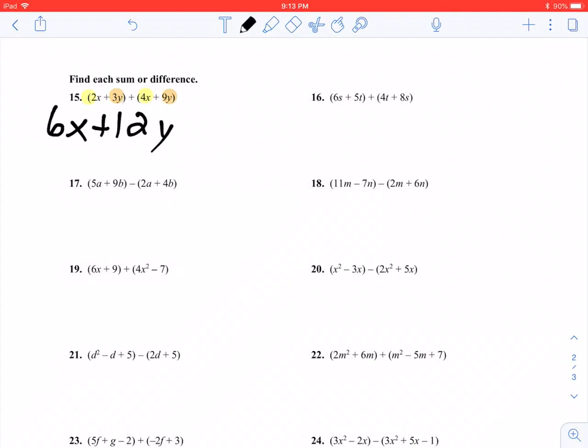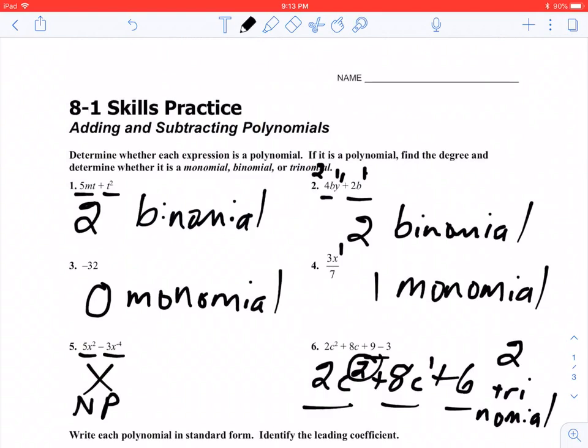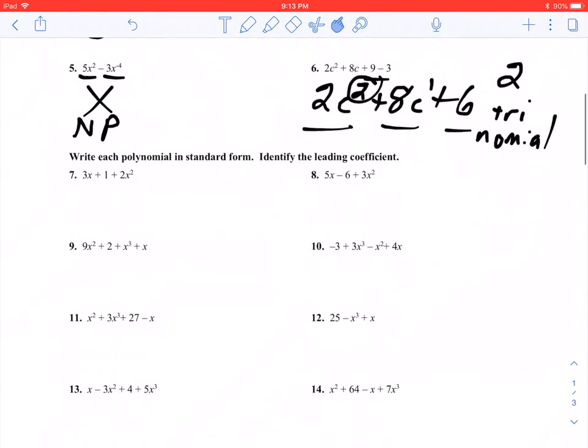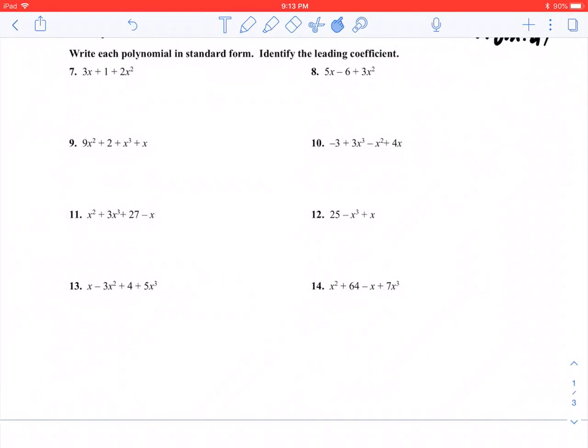And I just realized that is number 15, which we don't want to do. So I have to try to figure out how to scroll. I apologize. There we go. I skipped to 15. Sorry about that, guys. That's a little ahead of the game there.